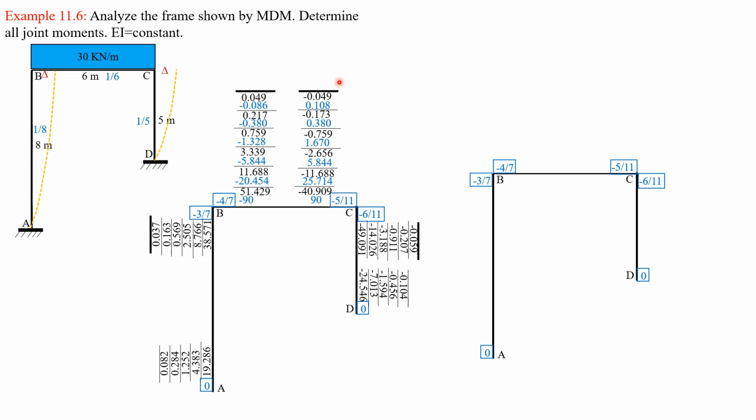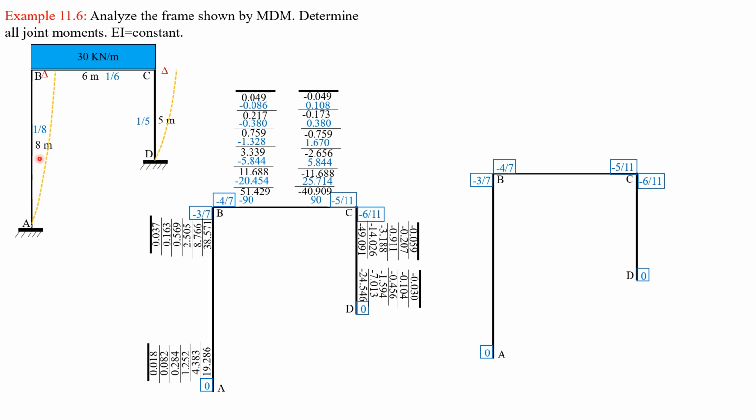Then adding these column values, 67.482, here negative 67.482, and at D, DC is negative 33.743. Let's proceed to the second part, moments due to side sway, then distribute it.